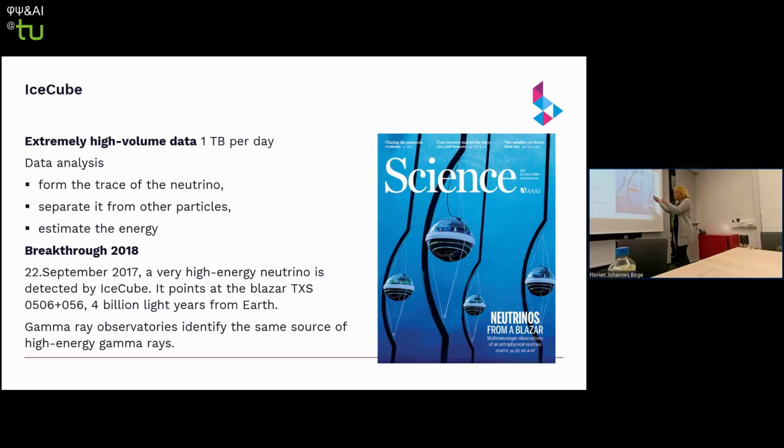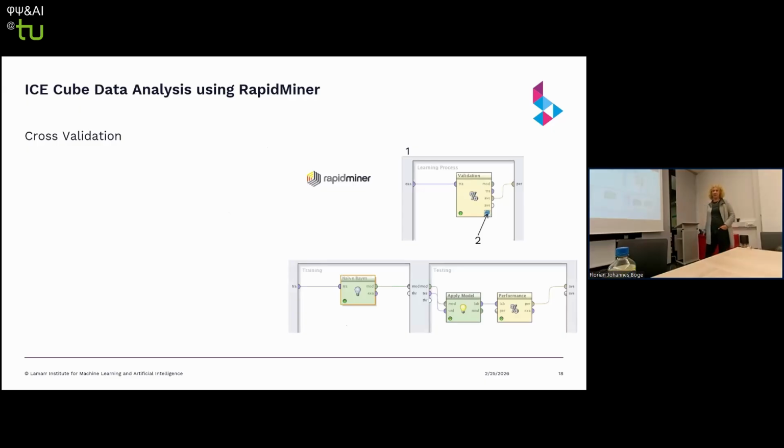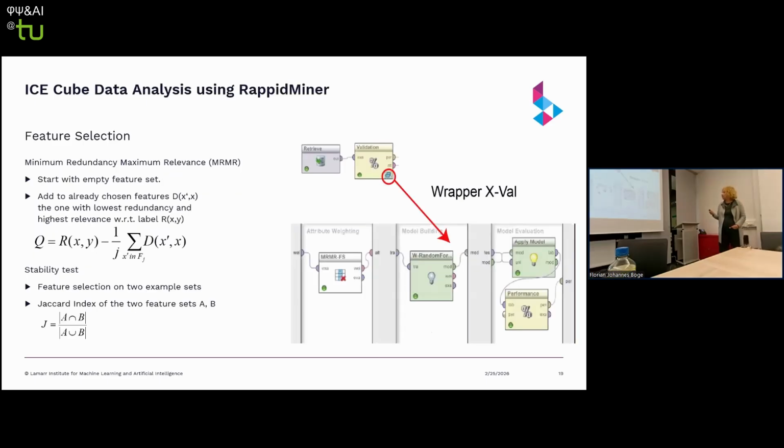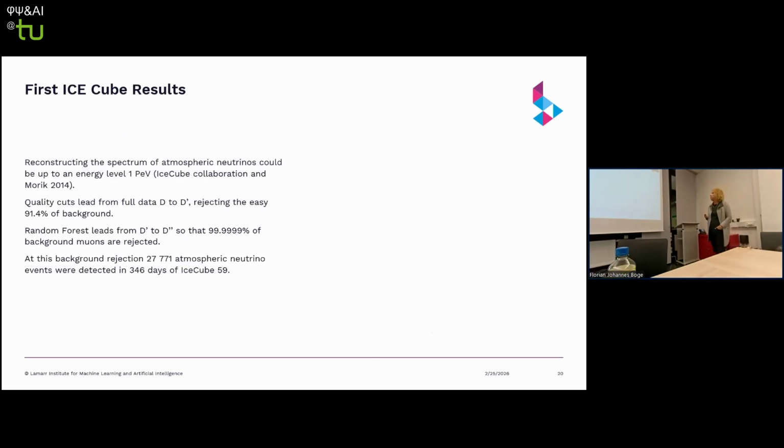So you can sense from far away. And the nice thing was that gamma ray observatories measured the same thing. In order to make it understandable, we did it with a RapidMiner system. We did all the analysis, and it's very easy to understand. All the simple operators are well based in computational theory, and so on.